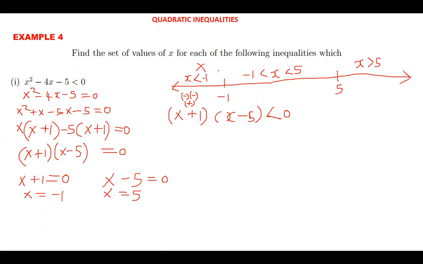We get any number between -1 and 5, we can get 0 there. When we put 0 there, x, which is 0 plus 1, will get +1. So I'll just write a positive there, multiplied by 0 minus 5, you get negative 5, so you just write a negative there. So positive times negative there, you get a negative.